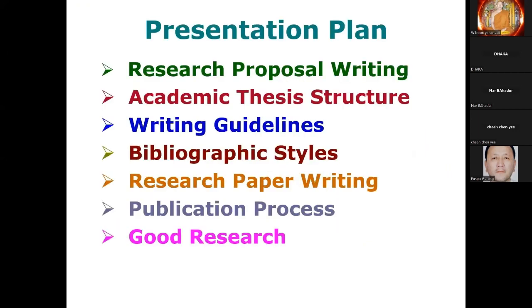So let us discuss one by one how we have to start the things, and how we have to make a research plan, and how a research scholar presents himself for the dissertation or thesis writing. First of all, there is research proposal writing, academic thesis structure, writing guidelines, bibliographic styles, research paper writing, publication process, and good research. These are the stages we will discuss one by one.